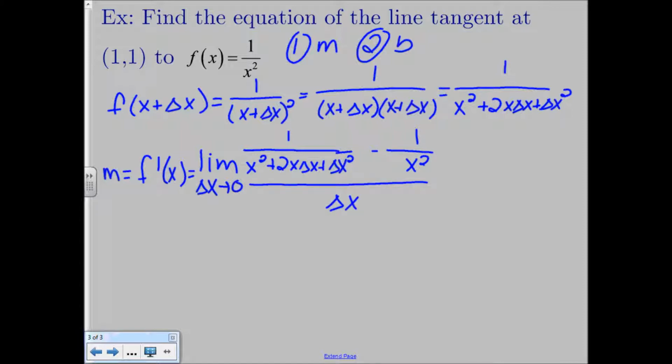So again, we have complex fractions, so we need to multiply into the numerator and denominator of our big fraction by the denominators of our little fractions. So we're going to multiply in by x squared times x squared plus 2x delta x plus delta x squared over itself. So I'll just put those quotation marks there. We don't have to rewrite it. We know what it means. Okay, so let's do that.